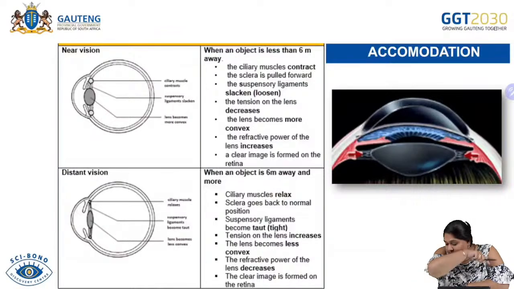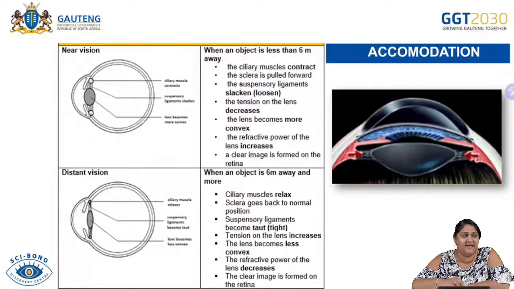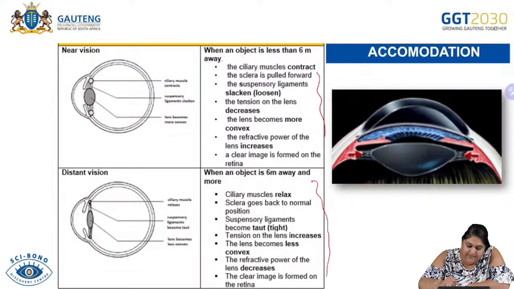Right, then the 2 things that learners really get confused with, and I really don't know why, but they do, are accommodation and pupillary mechanism. Please make sure that you know them. Okay, accommodation, this is when we have near vision or we have distant vision. Please make sure that you know all of these steps off by heart. It comes from Mind the Gap. Please make sure you know them.